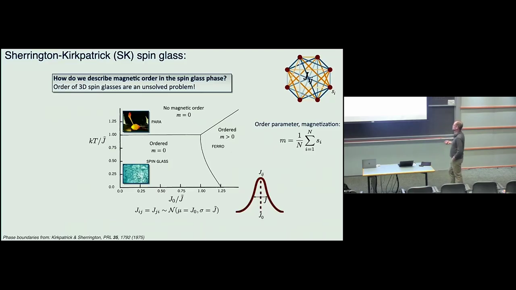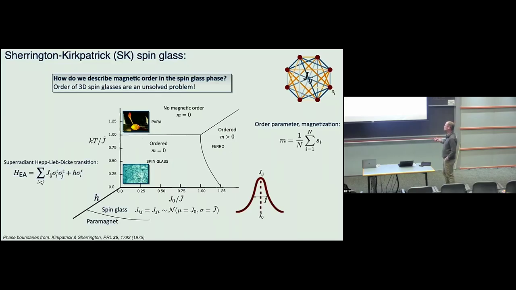Before I get to the something else, let me just say that in our experiments, we're not changing temperature so much as we have a transverse field, and we use what's called a superradiant Hopfield-Dicke transition. The point is that this is just a quantum optical way of creating a transverse Ising model. And when we pump laser light into the system, we can reach a regime where we go from a paramagnet or a normal phase to a spin glass, which is a superradiant phase.